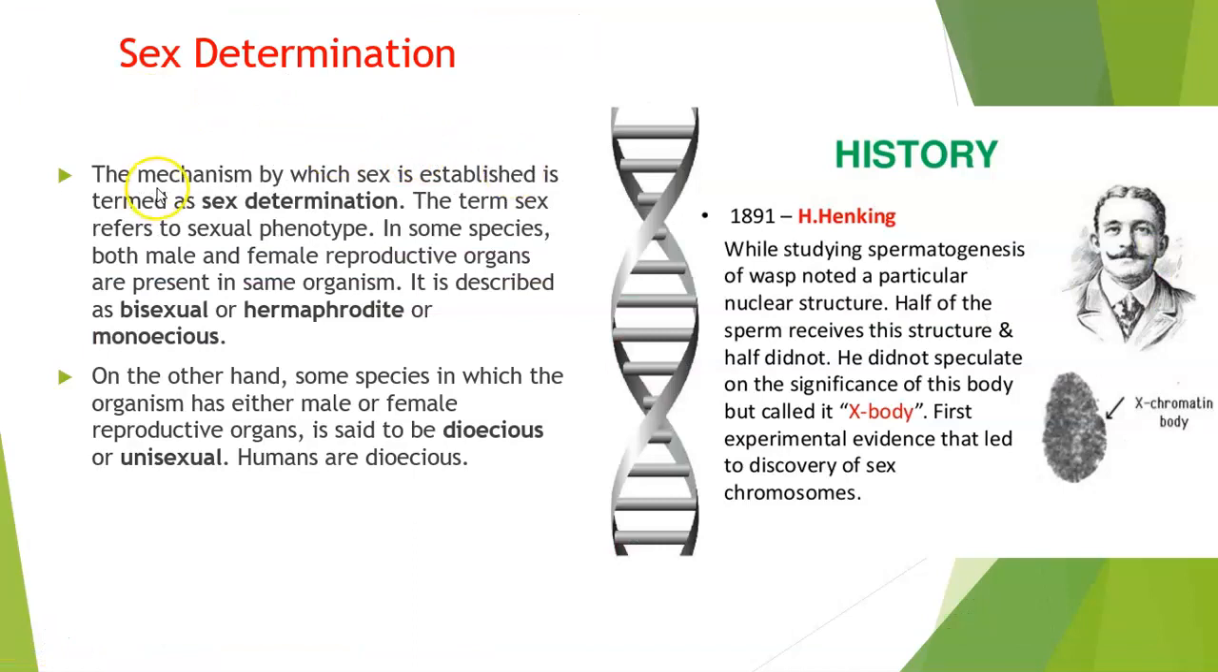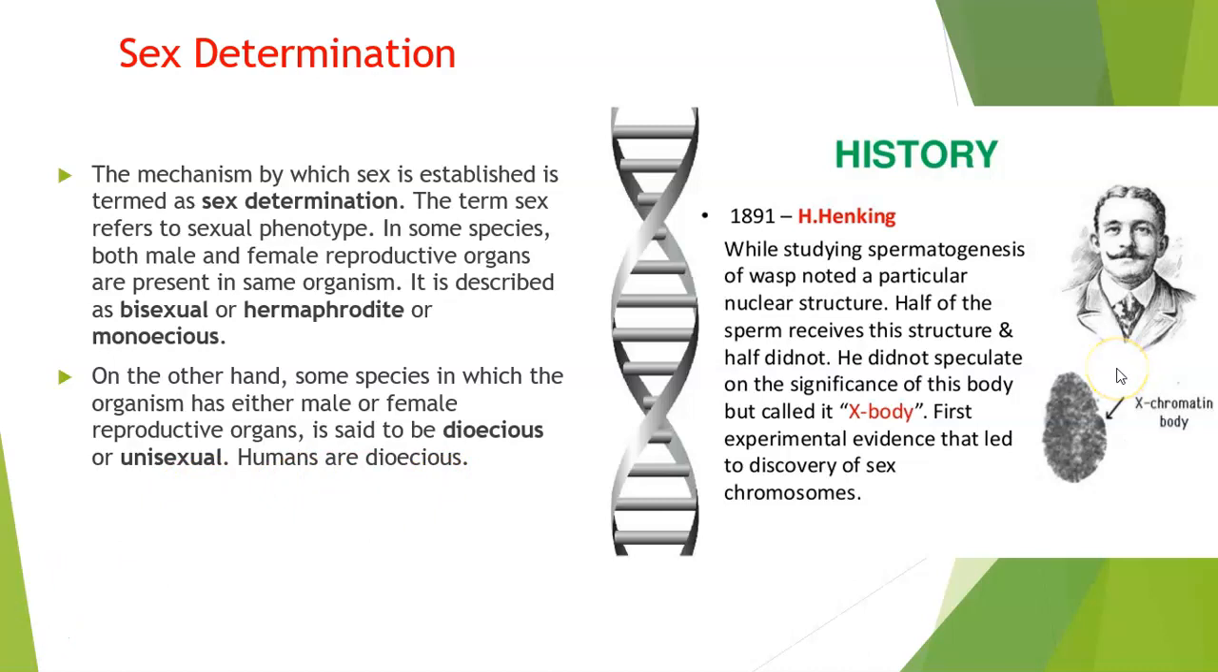Sex determination. The mechanism by which sex is established is termed as sex determination. The term sex refers to sexual phenotype. In some species, both male and female reproductive organs are present in the same organism. It is described as bisexual or hermaphroditic or monoecious. On the other hand, some species in which the organism has either male or female reproductive organs is said to be dioecious or unisexual. Humans are dioecious.